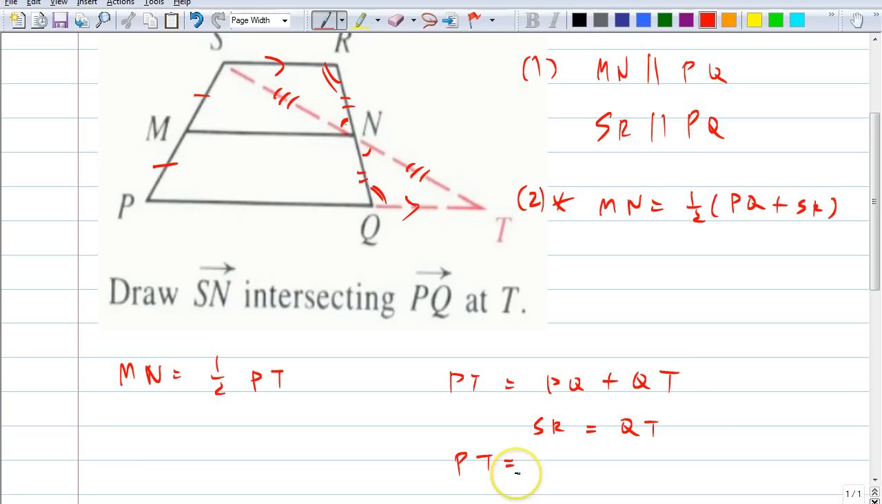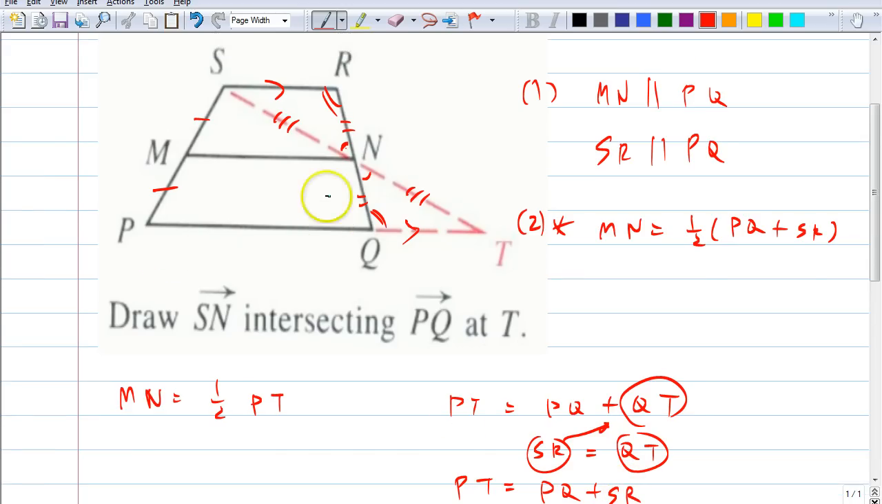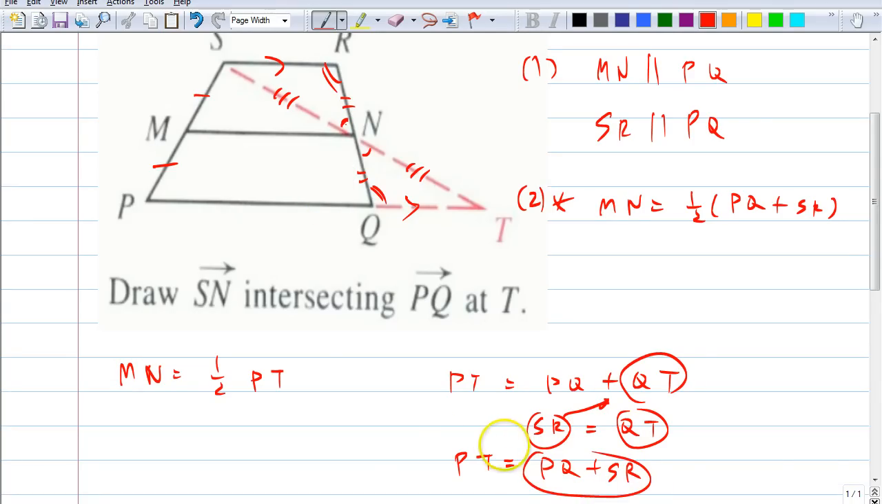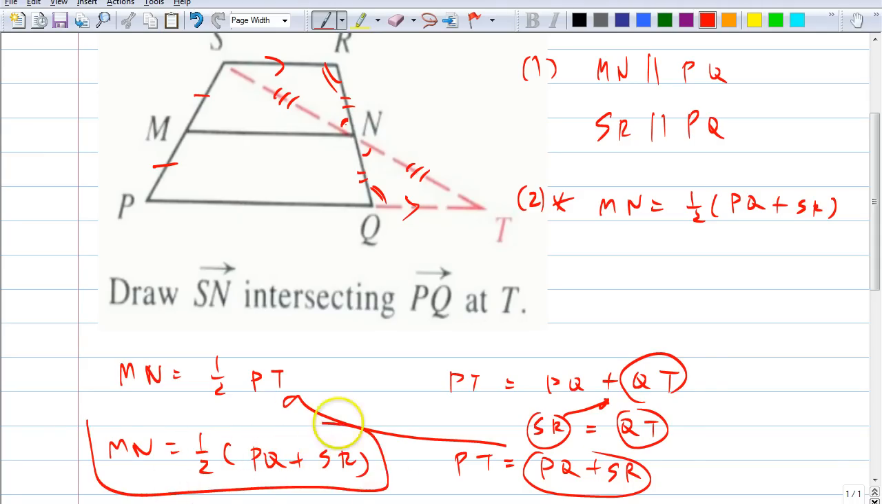PQ plus SR. Yeah, these are actually lengths, right? So in place of QT, what are we going to write? What's QT equal to? So we're going to put that in there, right? So PQ plus SR. Isn't that what PT is, really? The same length. Then you plug this in here, so you get MN is half of PQ plus SR. And isn't that what we wanted to show? Substitution.